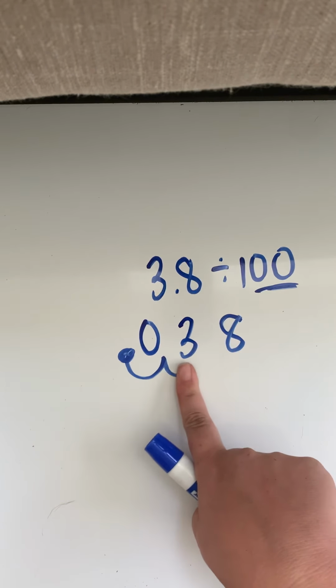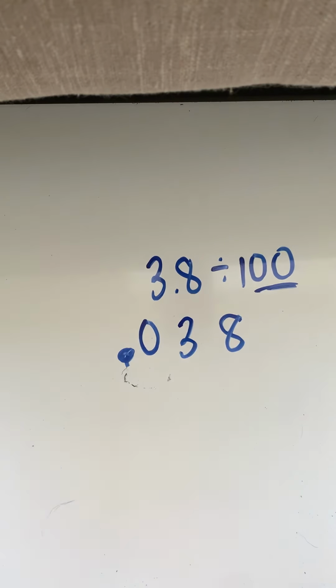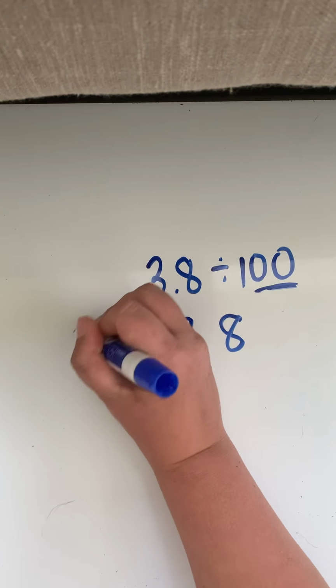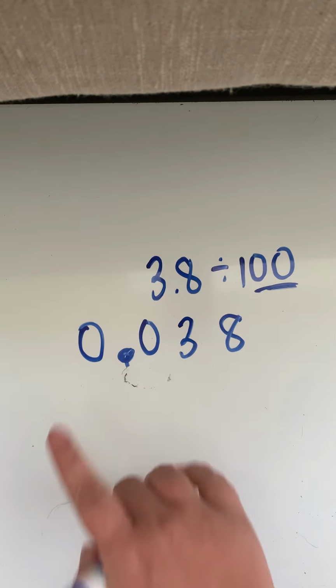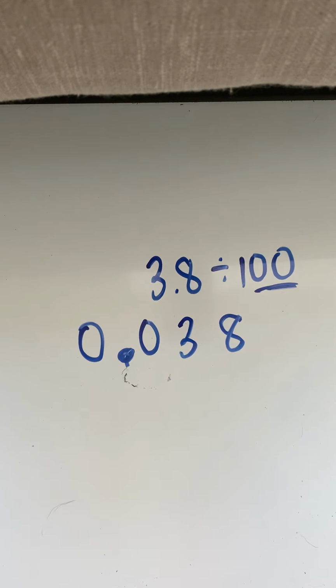And don't forget, like we talked about yesterday, I am going to make sure to put a 0 in my ones place to show everybody that I have 0 ones. So your answer for 15 would be 0.038. All right, I would like for you to try numbers 16 and 17 on your own now, please. Pause the video.